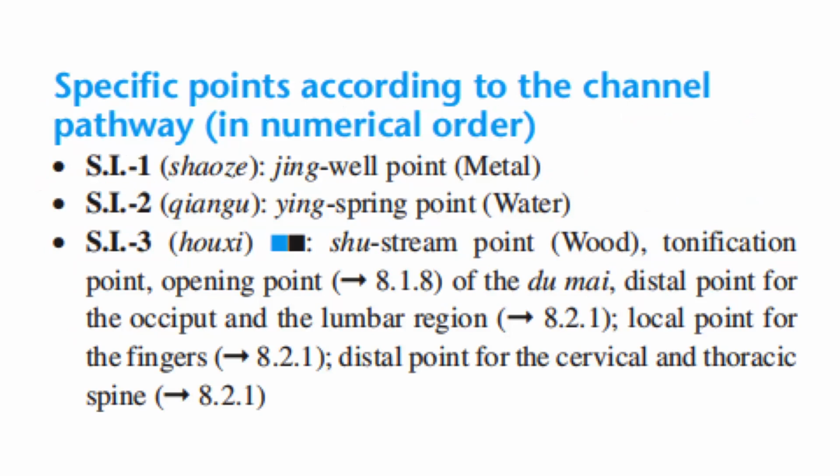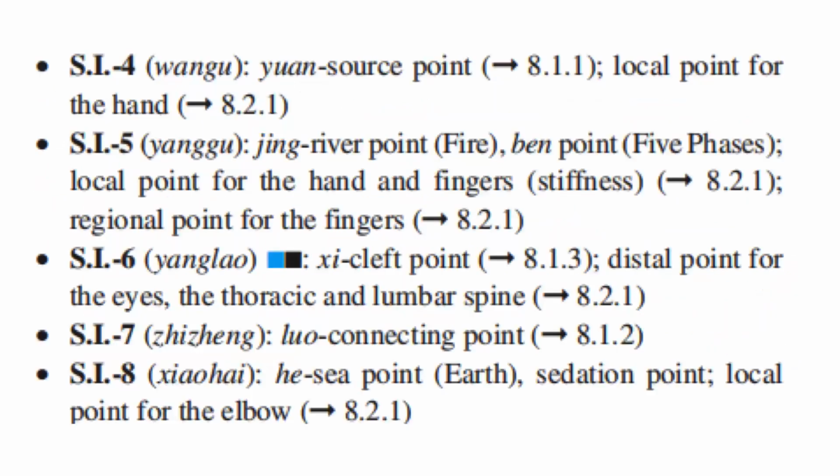SI2, Ying spring point, water point. SI3, shu stream point, wood point, tonification point, opening point of the Du Mai, distal point for the occiput and the lumbar region. SI3 is also the local point for the fingers, distal point for the cervical and thoracic spine. SI4, Yuan source point, local point for the hand.